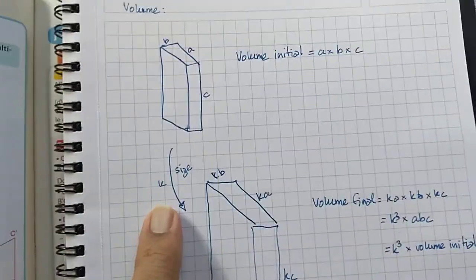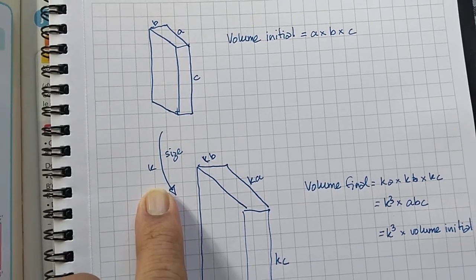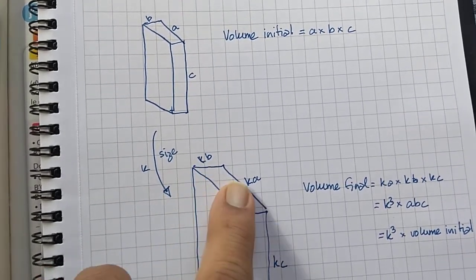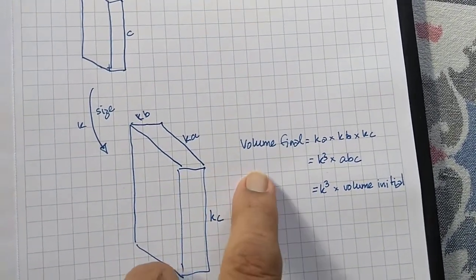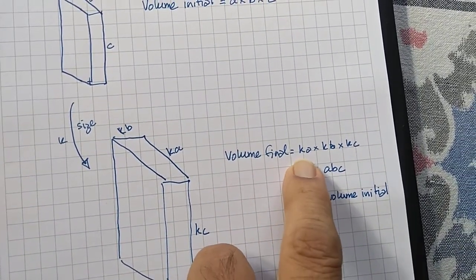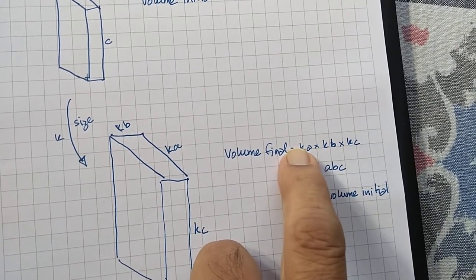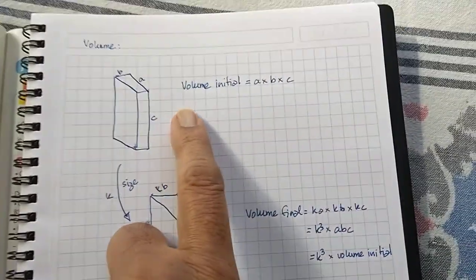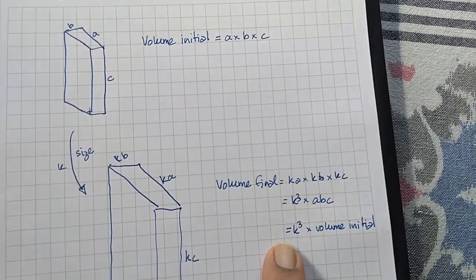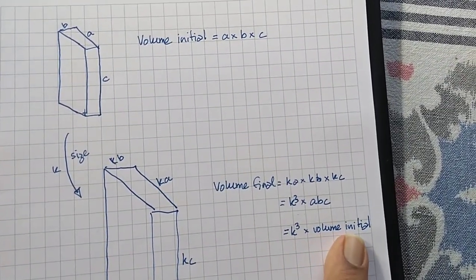Then I increase the size or change the size by a factor of k. This will become kb, this will become ka, this will become kc. Then the final volume will be ka times kb times kc. I take all the k's together, and it is k cube times abc. But abc was the volume initial. So you will get k cube times volume initial.